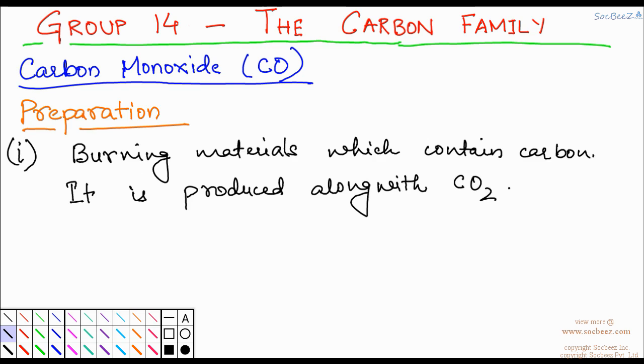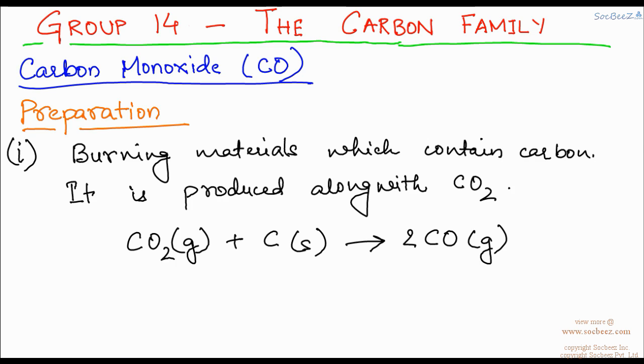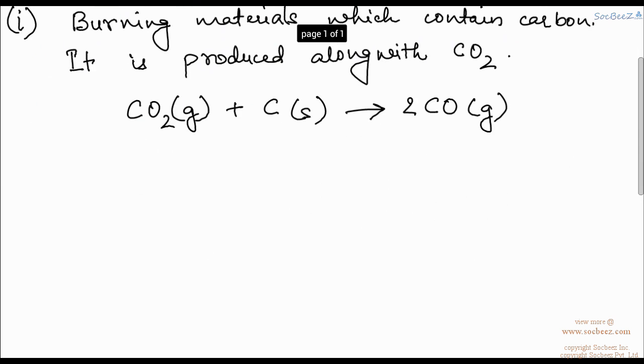Now you can also produce carbon monoxide by reducing carbon dioxide. So carbon dioxide, when reduced with carbon itself, which we say is coke, carbon solid, then also we get carbon monoxide, which is also a gas. So this is one of the methods of preparation of carbon monoxide.